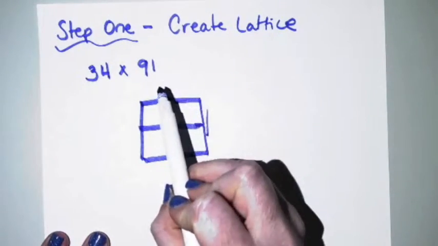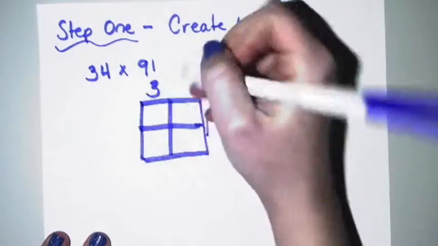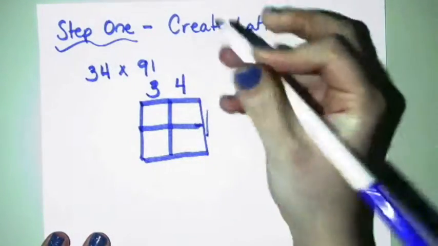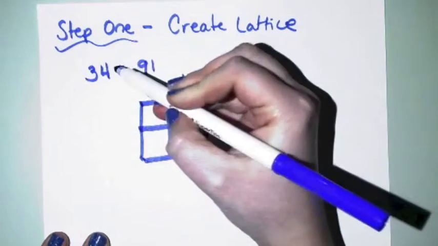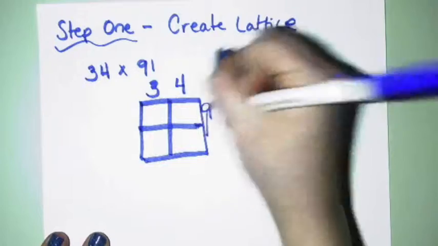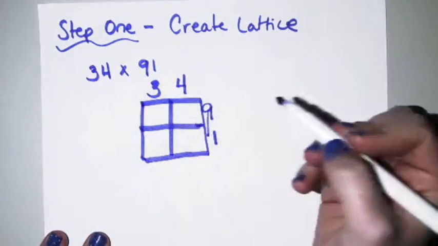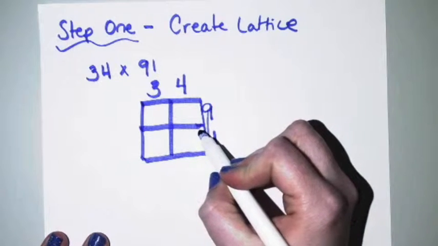So the reason I'm doing this is because I need a box for each of my digits. So I'm going to go ahead and write down my digits along the edge. So I have a box for my 3 and 34, I have a box for my 4 and 34, I have a box for my 9, and I have a box for my 1. So now that I have this set up, I'm going to finish creating my lattice.